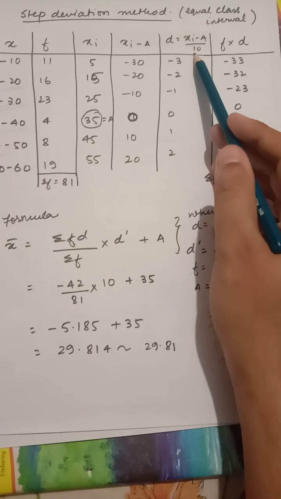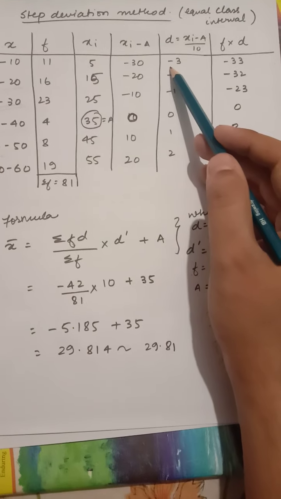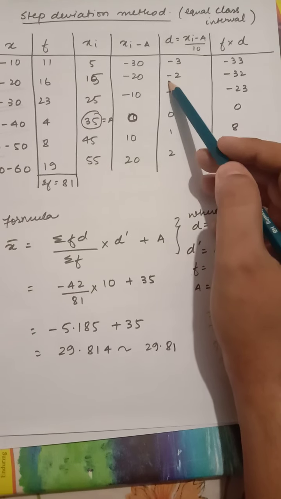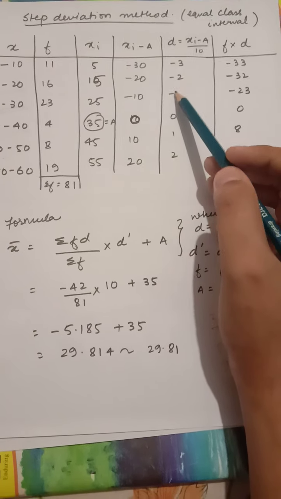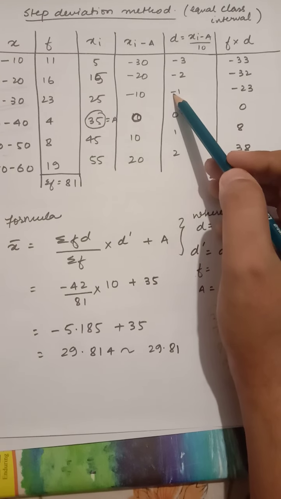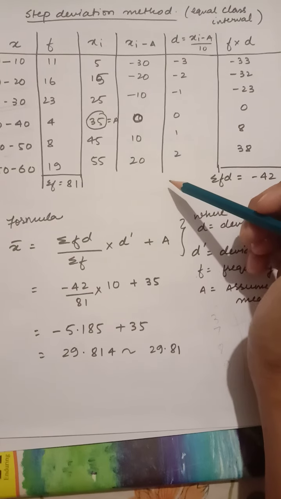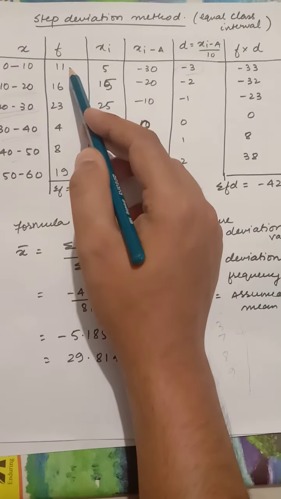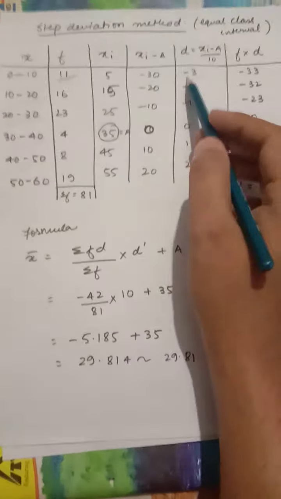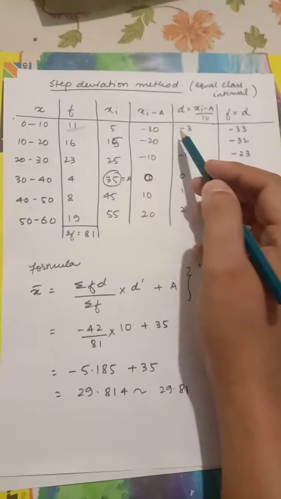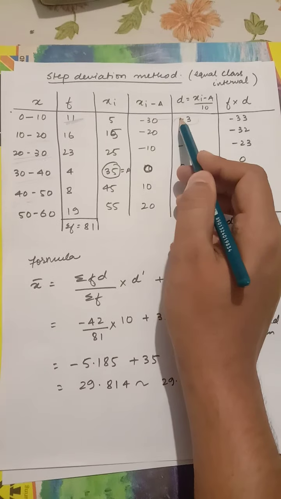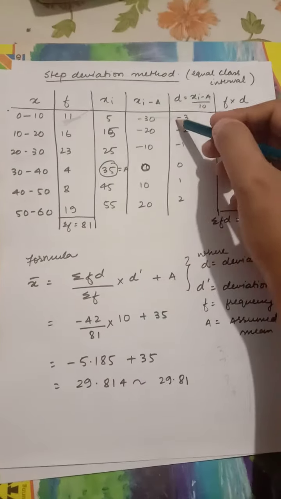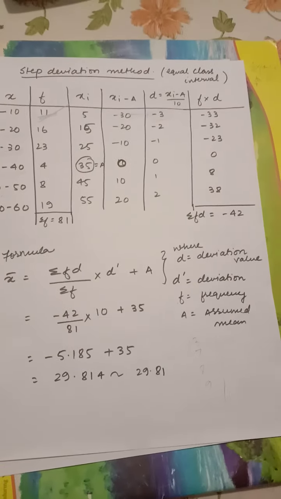So we divide by 10 to get d dash: minus 30 by 10 is minus 3, minus 20 by 10 is minus 2, minus 10 by 10 is minus 1, and likewise. Then we multiply this value with the frequency. Remember this: never multiply these two or these two. It will be the multiplication of this value and the frequency, and this is how we calculate it.